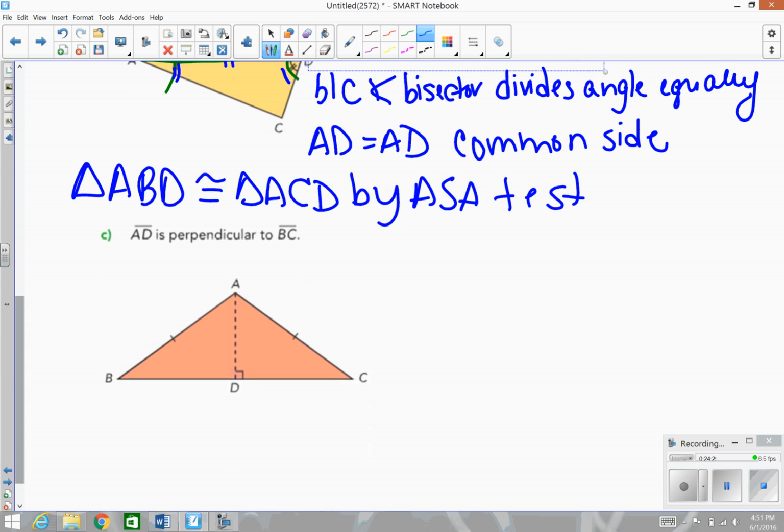Last one, and then I'll let you quit. Thanks for sticking with me. We have AD is perpendicular to BC. And then they've marked that these two sides are congruent. If this is perpendicular, then this is a right angle and this is a right angle. So what we could try to figure out here, or try to prove, is the hypotenuse leg test.